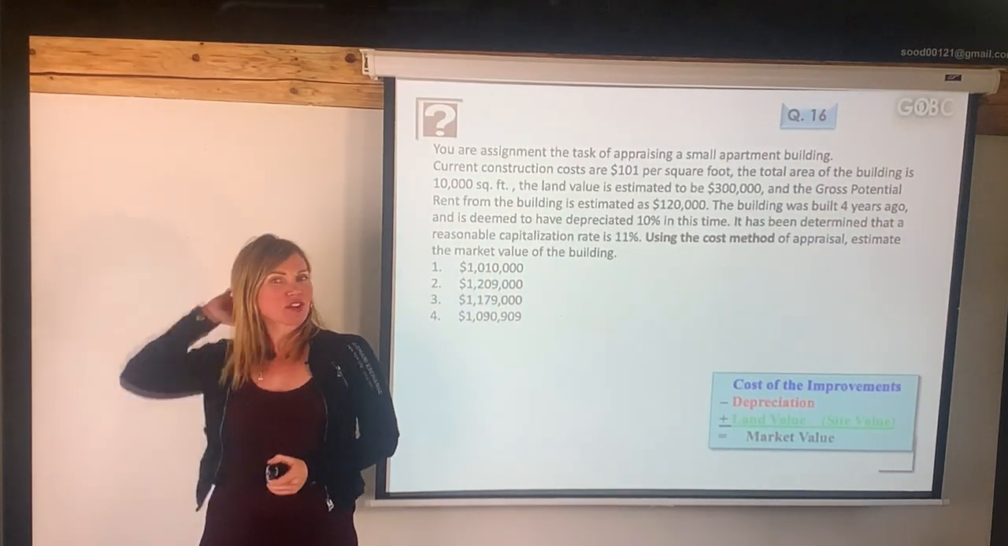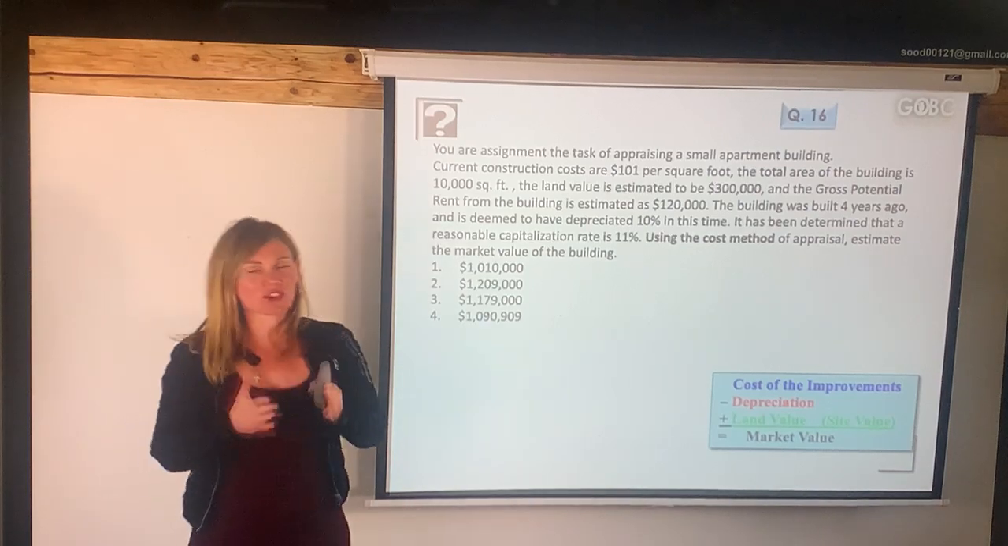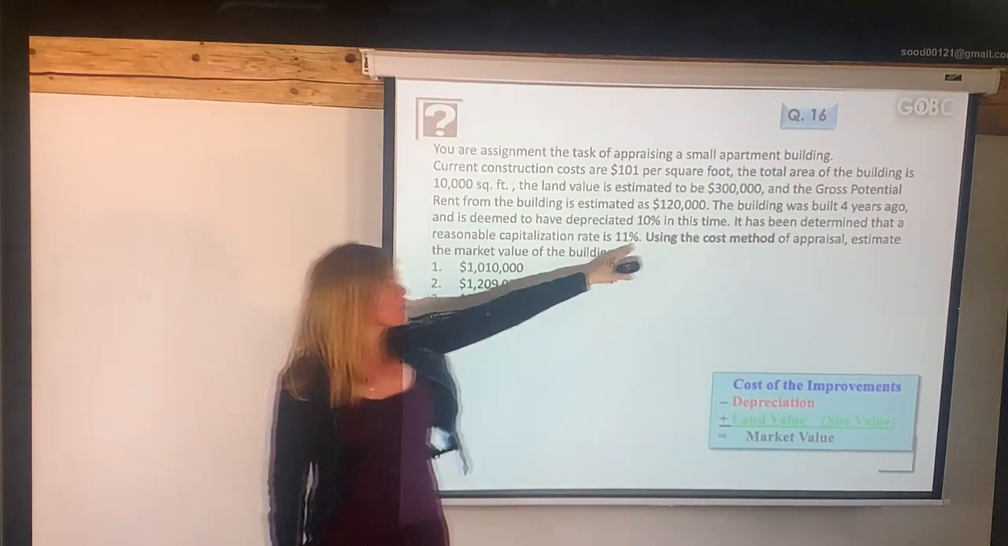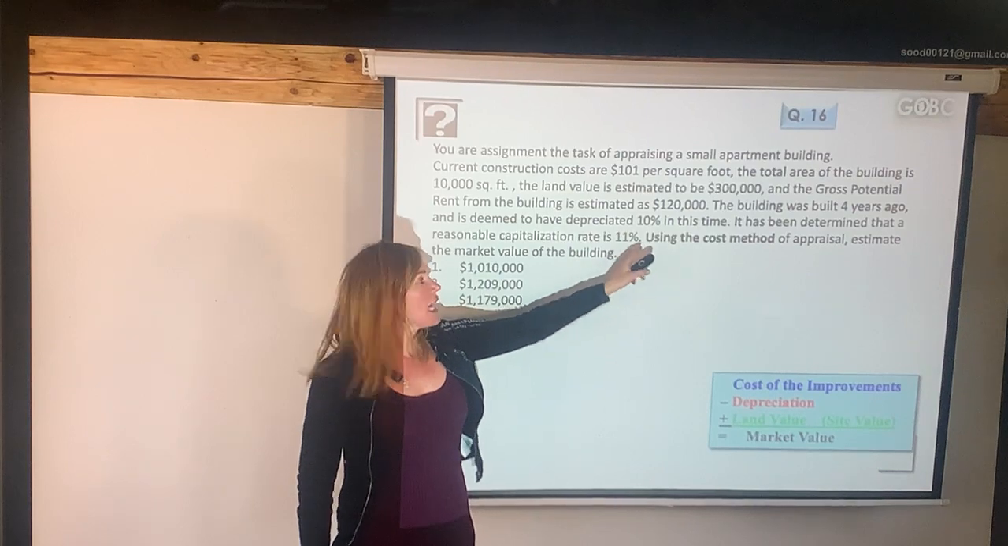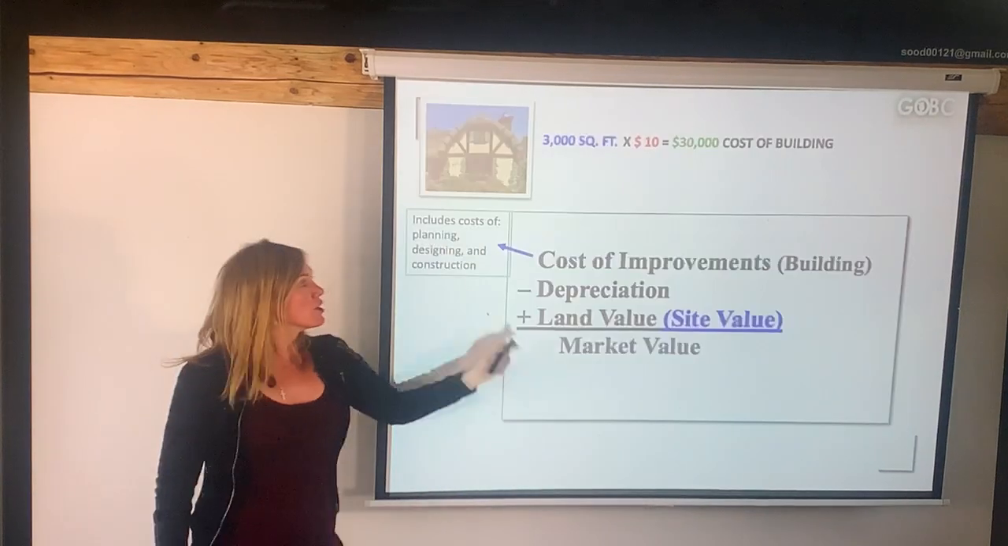They'll give you a lot of random numbers, right? They'll give you a lot of extra things in there, but you have to be focused and say, okay, what are they looking for? And this is what you focus on. What method do they want me to look at? And if they say using the cost method, okay, this formula should be in your mind.